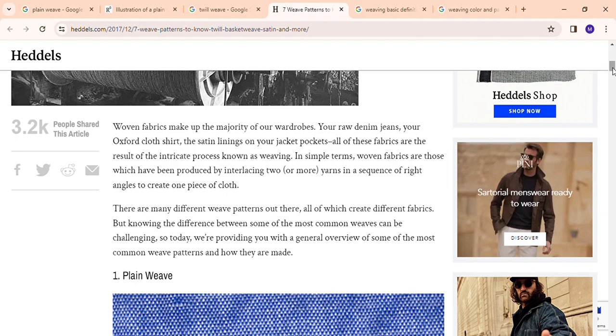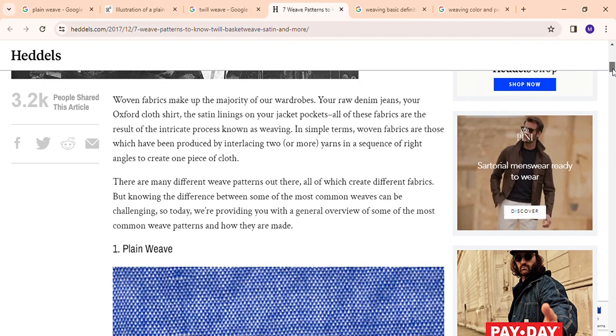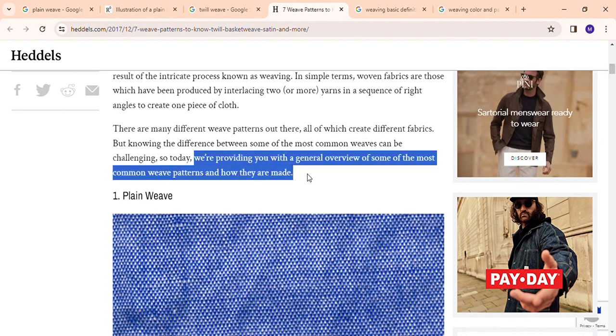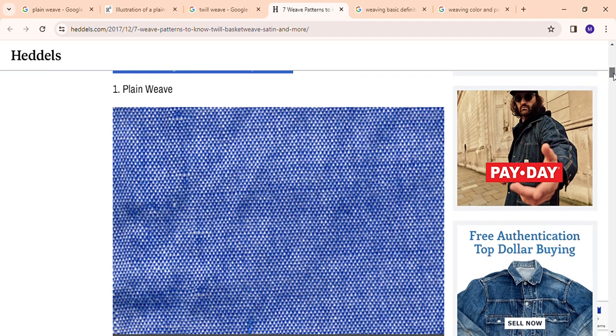There are many different weave patterns out there, all of which create different fabrics, but knowing the difference between some of the most common weaves can be challenging. So today we are providing you with a general overview of some of the most common weave patterns and how they are made. So number one, plain weave.